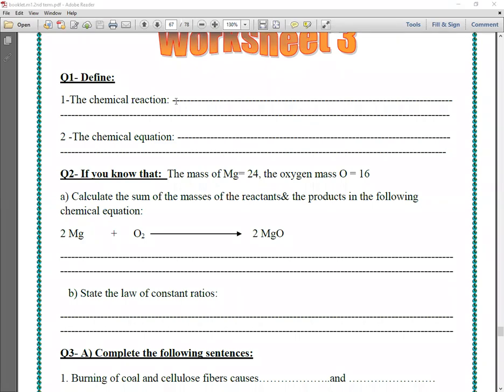Question number one, define the following. What does it mean by chemical reactions? Chemical reactions means it's the breaking down of the existing bond in the reactants and then forming a new bond in the product.